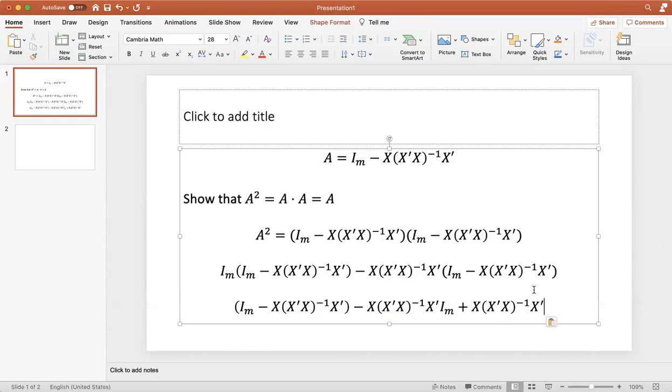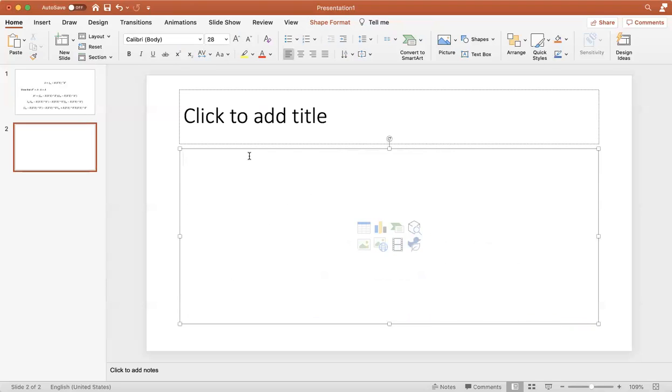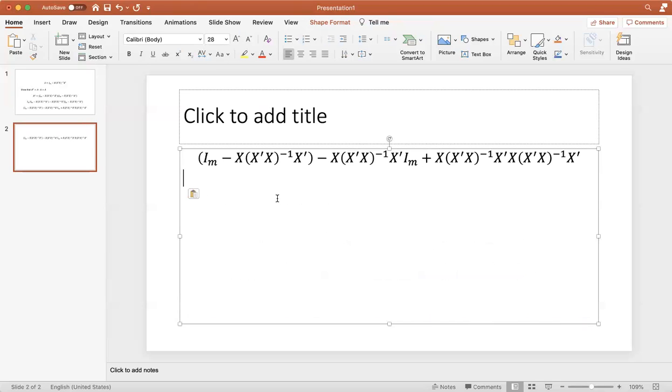X times x transpose x inverse x transpose times itself. I-multiply mo tong term na to dito. Right? So I'm just gonna copy it here. Okay. Now let me just copy this entire expression. The next slide. Okay.